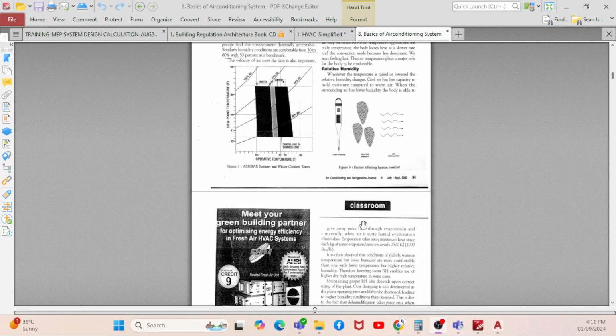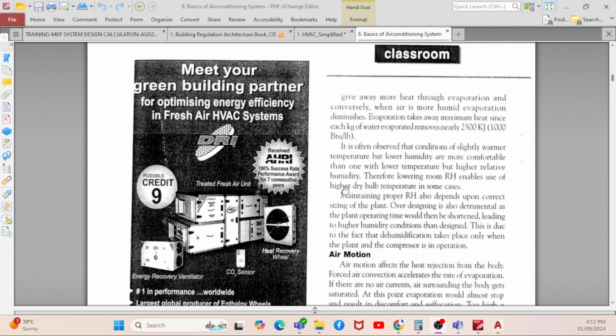Bhai, can you zoom the sheet? I'm not able to see it using the phone. Yeah, okay, fine, thank you.